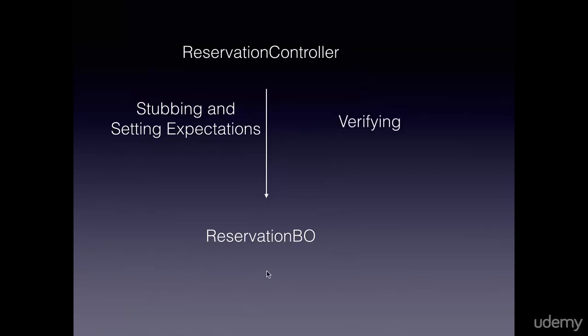So we first stub out the reservation BO class, or mock the reservation BO class, and set the expectations on what the methods of the reservation BO should do when the reservation controller's unit tests are run. When the reservation controller's methods call into the reservation BO's methods, we are going to tell how those methods should behave using a mocking framework. Finally, using the mocking framework's API, we will verify that the reservation controller is in fact calling into the methods of the reservation BO as we have expected. Those are the mocked out methods.